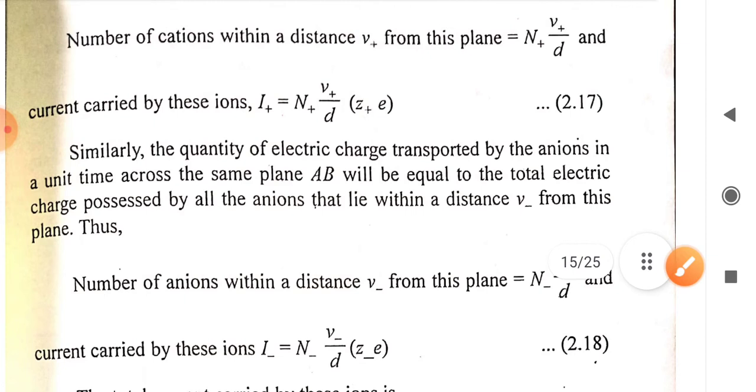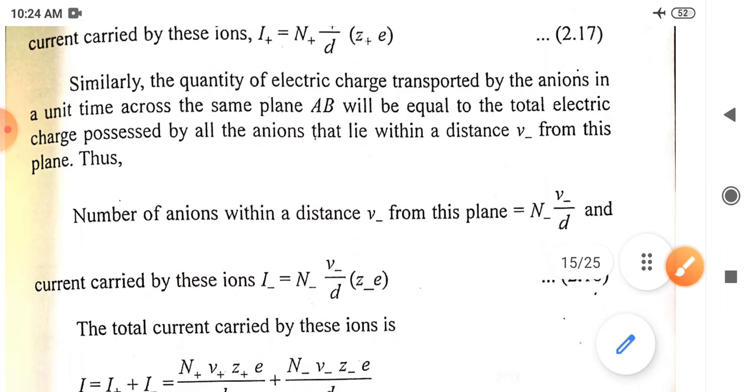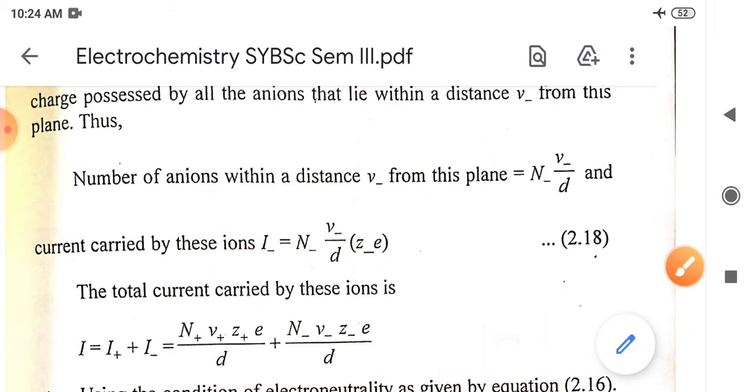Similarly for the anion, the quantity of electric charge transported by the anions in unit time across the same plane AB will be equal to what? The total electric charge possessed by all the anions that lie within the distance of v minus from this plane. Thus the number of anions within the distance of v minus from this plane is n minus into v minus upon d, and hence the current carried will be n minus into v minus upon d into z minus into e. So the current carried by the anion is this much.